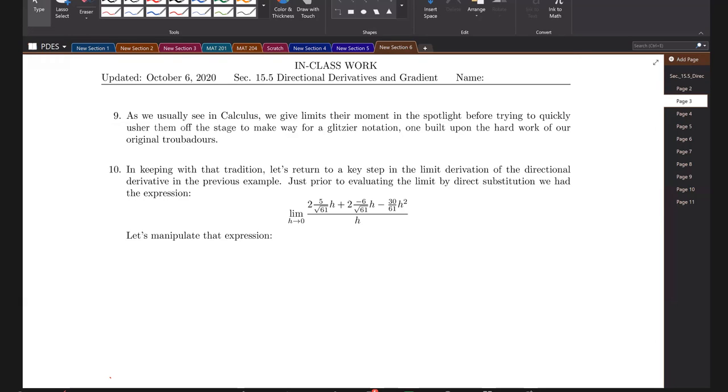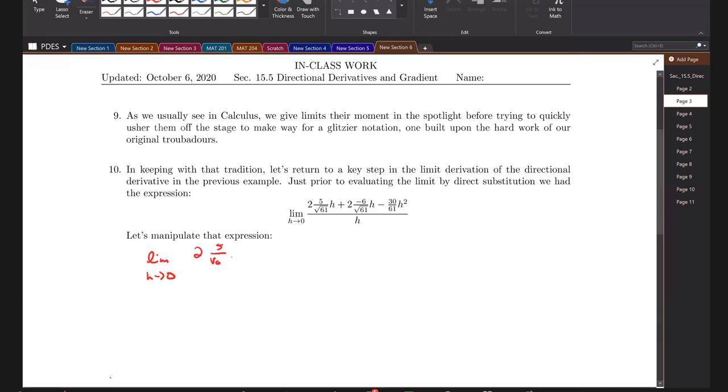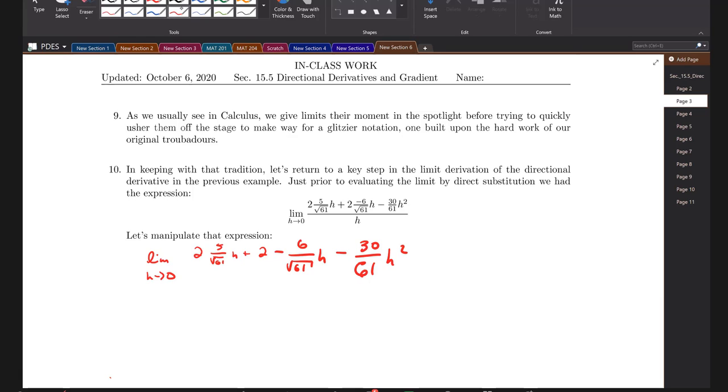Okay? So one thing I want to point out is that when we were doing this, at some point we saw this expression right here. The limit as h approaches 0 of 2 times 5 over the square root of 61 h plus 2 minus 6 over the square root of 61 h minus 30 all over 61 h squared. We saw that in the middle here, right? And the key to understanding a shortcut way of computing this is in this step right here.